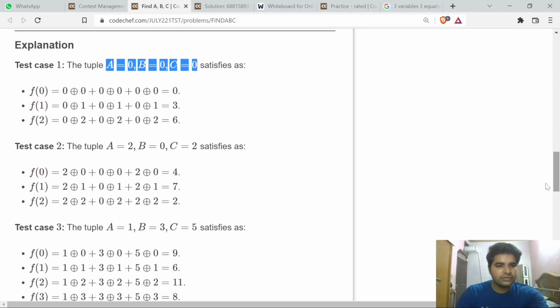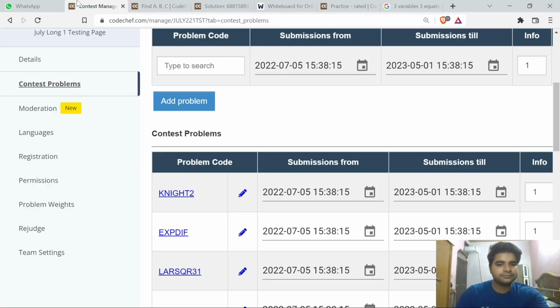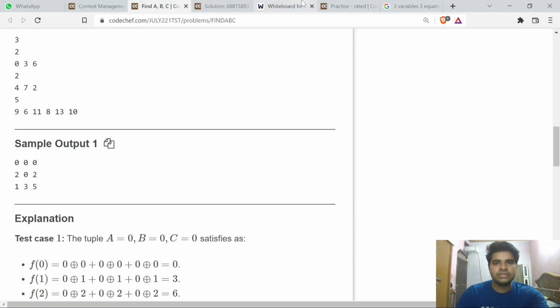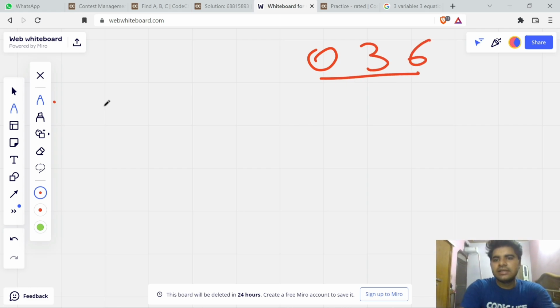For the second test case, A=2, B=0 and C=2 will satisfy it. You can put in all the values and check that all the f values come out correct as given in the problem. So let us take the first test case, 0, 3 and 6, and see how we can solve this problem.